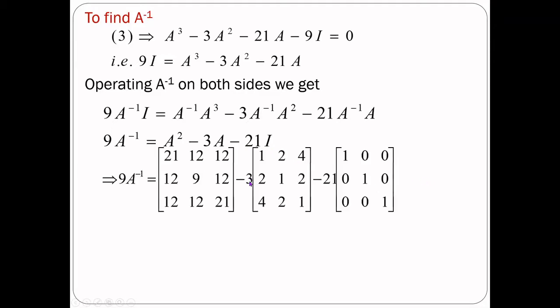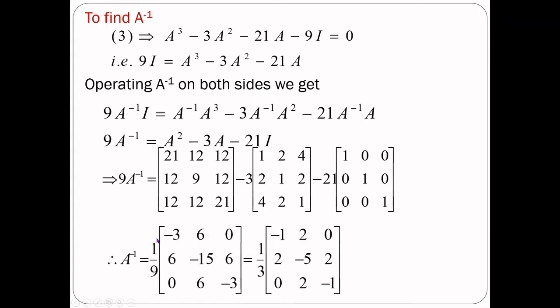So substitute the matrices here, and in that way we get A inverse equal to 1 by 9 times the matrix minus 3, 6, 0, 6, minus 15, 6, 0, 6, minus 3, and further you can simplify this A inverse. So in this way, with the help of the Cayley-Hamilton theorem, we have the inverse of the matrix.